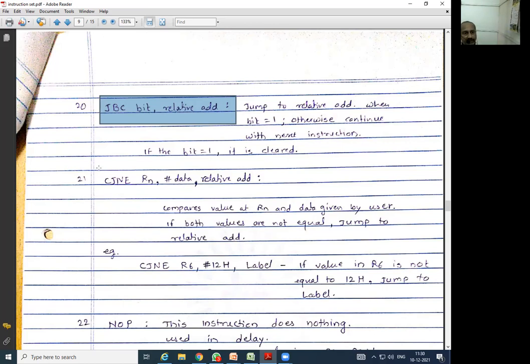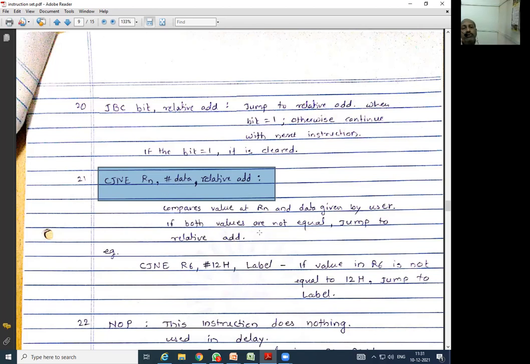The next one, that is CJNE. So what does it mean, the CJNE? It compares the value of RN and given data. Hash data म्हणजे direct data दिलेला असणार आहे. So it is going to check with this particular the value at RN. So RN stands for from R0 to R7.